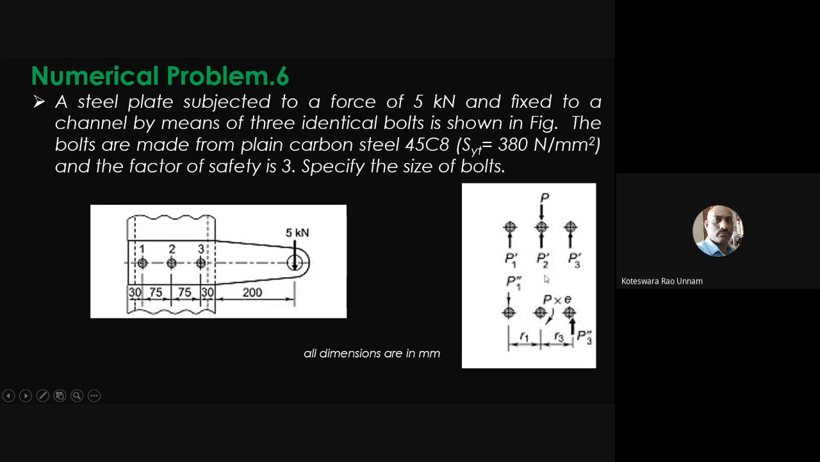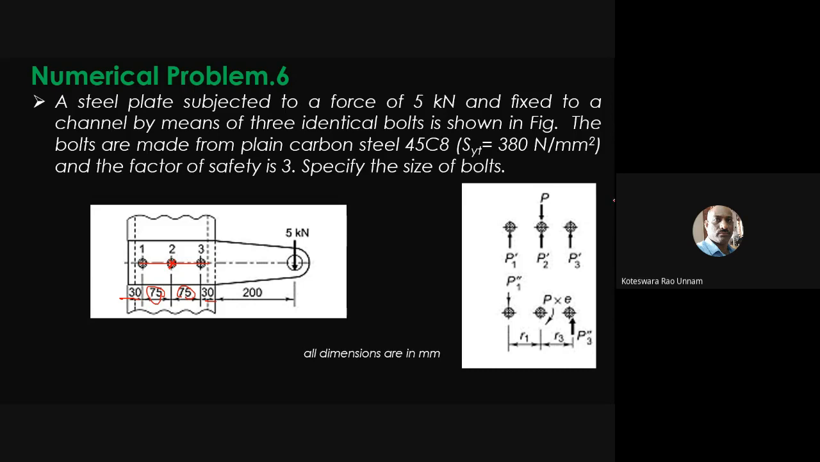As already told, you need to find out the center of gravity for this bolt system. Here it is straightforward, since all the bolts are in the same row. Since this distance is 75 and this is 75, and this edge length is 30 and this edge length is also 30, it is symmetric. The second bolt center is going to be the center of gravity of this bolt system.